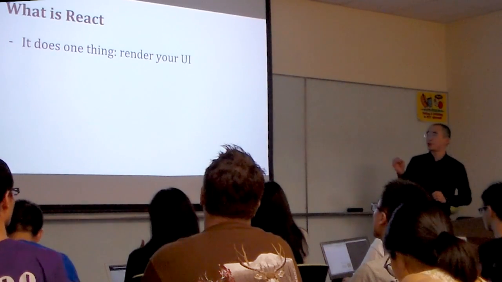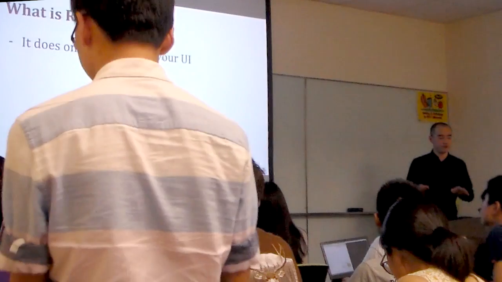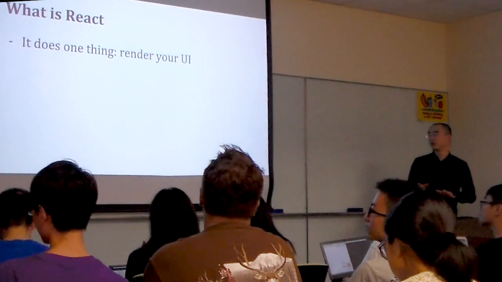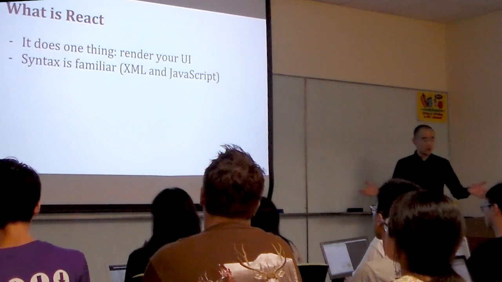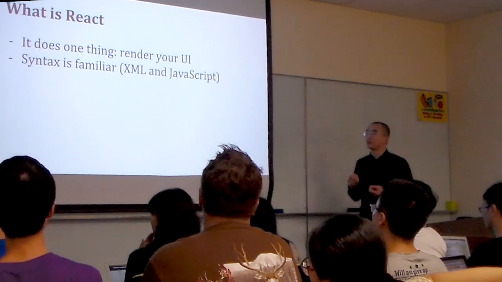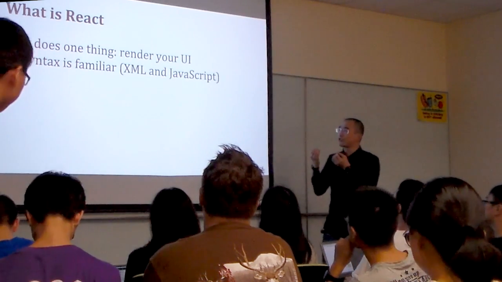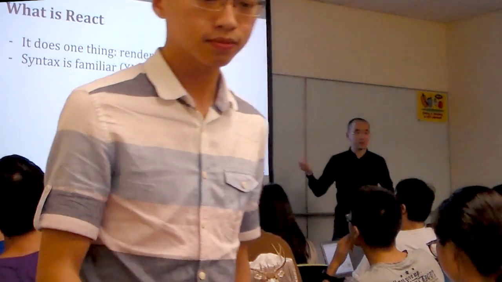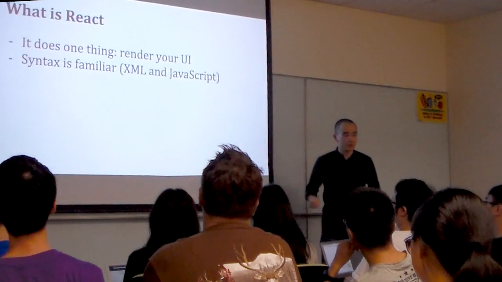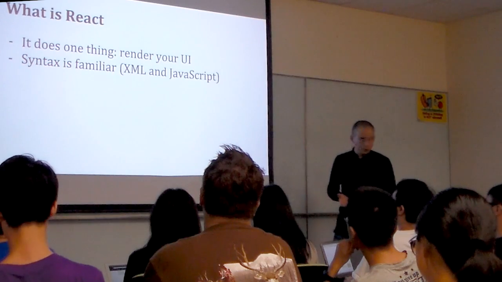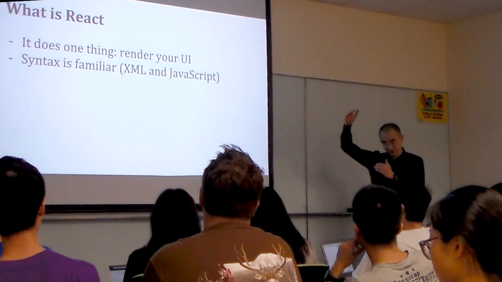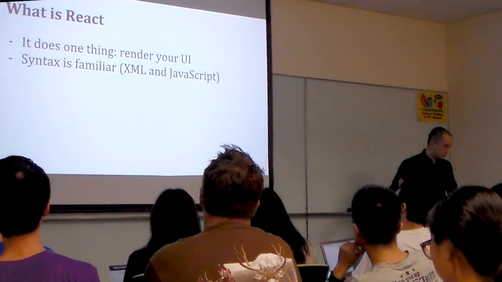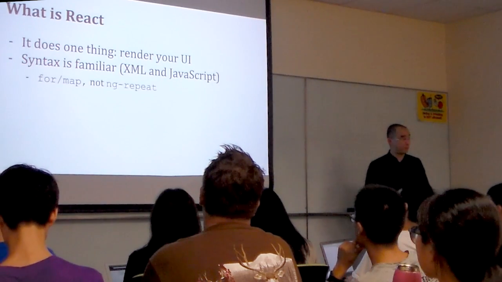When we try to use React for other things, for non-UI things, it gets very weird, and we will soon see that. So what's so special about React? For me, as a beginner, the good thing is that the syntax is familiar. It's just XML and JavaScript and nothing else. So for example, if you are going to make a list of things in React, you just use a for loop or map, right?